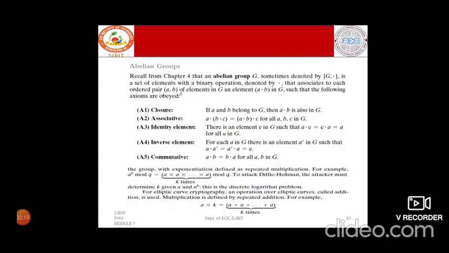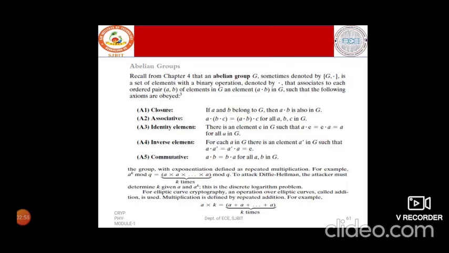A1 is closure. If a and b belong to G, then a dot b is also in G. Associative: a dot (b dot c) is equal to (a dot b) dot c for all a, b, c in G. Identity element: there is an element e in G such that a dot e is equal to e dot a is equal to a for all a in G. Inverse element: for each a in G there is an element a dash in G such that a dot a dash is equal to a dash dot a is equal to e. Commutative gives a dot b is equal to b dot a for all a, b in G.